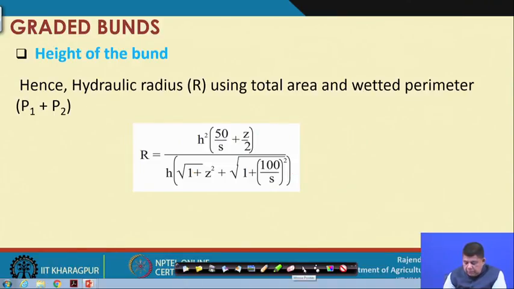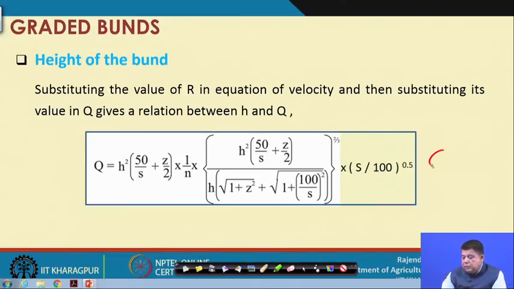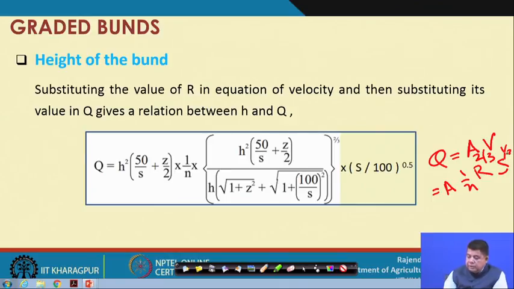Now we can put everything into the velocity equation, and then substitute the value in the q equation. Basically what we are saying is that q equals a times v, and a times 1 by n, r to the power 2 by 3, s to the power half. So this is here.